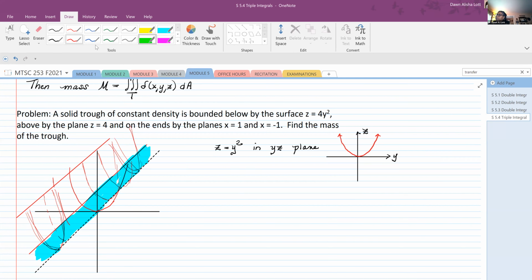Okay. And it goes up to Z is equal to 4. So it stops at height Z is equal to 4. And then it's bounded between X is equal to 1 and minus 1. So here's X equal to 1, and X equal to minus 1 is over here.